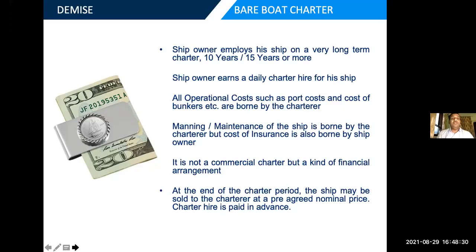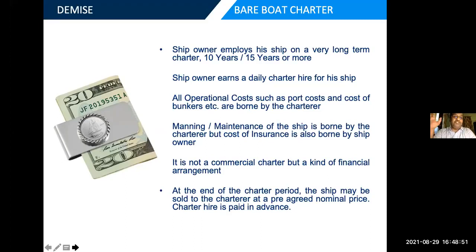You know, I was shocked. In one of the seminars I was attending, one gentleman said bareboat demise charter means the ship is put on bareboat till the demise of the ship. जहाज जब तक चलेगा till the demise, ये जहाज bareboat charter में चलेगा, उसको हम bareboat demise charter बोलते हैं.